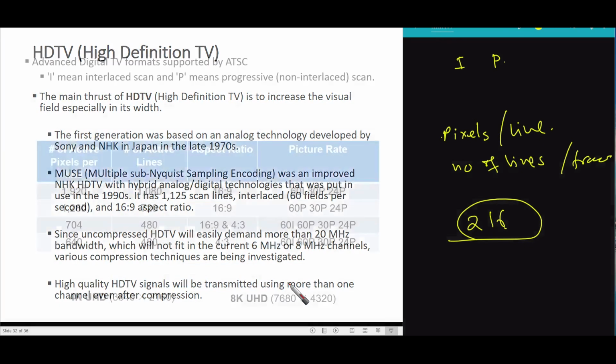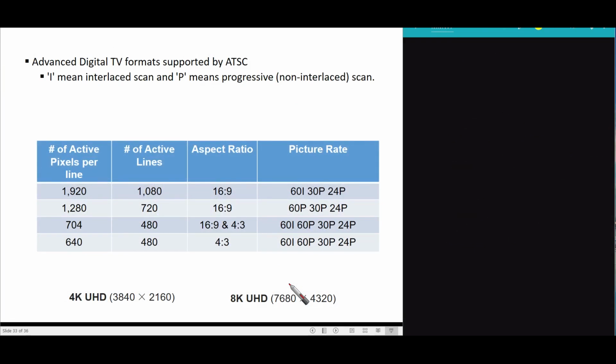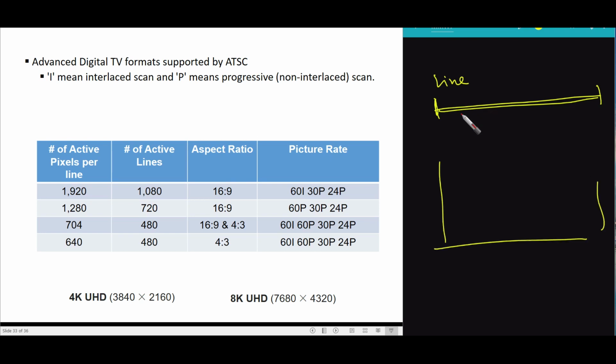High definition television is all about how many pixels you can consider in one line. If you consider more pixels in every line, that is really high definition. It is also about how many lines you can consider in each frame. If you consider more lines in each frame, you are really trying to visualize, expose, and transmit every possible line.